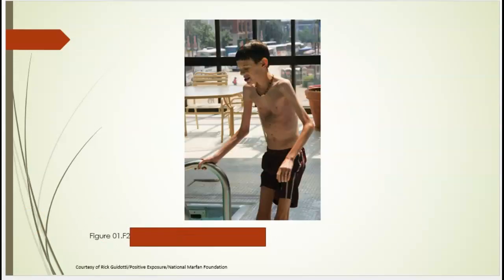Moving on. So, long arms, long legs. Really look at the chest. It's actually known as pectus excavatum, if you remember that, if you've ever taken a pathology course before. That depressed sternum.